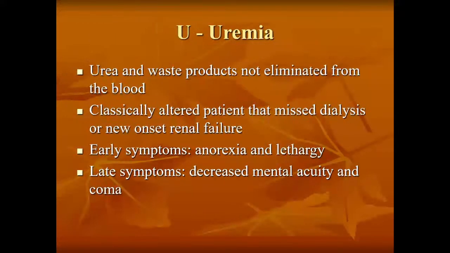Let's talk about uremia again. This is a waste product, like I talked about earlier. It's a toxin to the brain, especially. The only thing I want to talk about here is early symptoms. Especially in patients who normally have normal kidney function, they start to get anorexia and lethargy prior to having decreased mental acuity and coma. So those are some of the first signs that you can see.